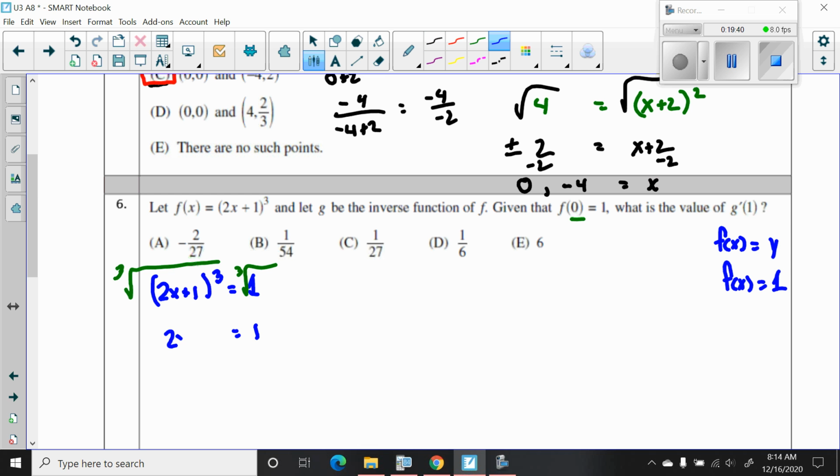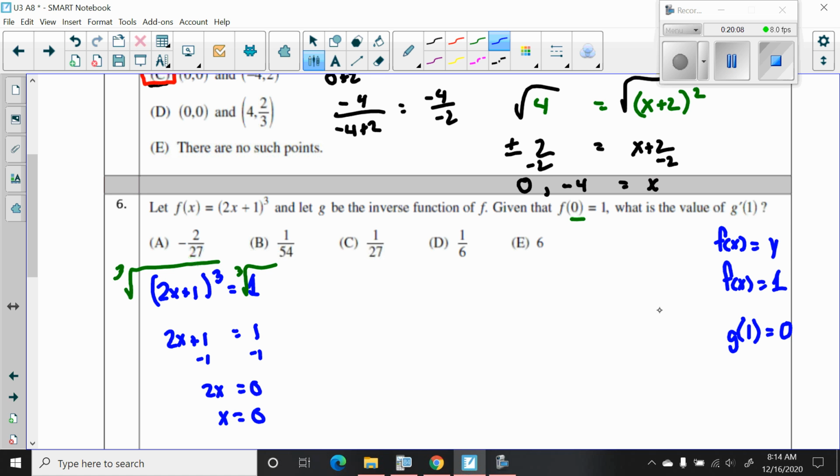But this will just be 2x plus 1. We don't do plus or minus on an odd root. That's not the same as if it's a fourth root, we would. Subtract 1. 2x equals 0, and divide by 2. Of course, x equals 0. Not surprised, all right, that the g of 1 is equal to 0. So that could be useful for us.